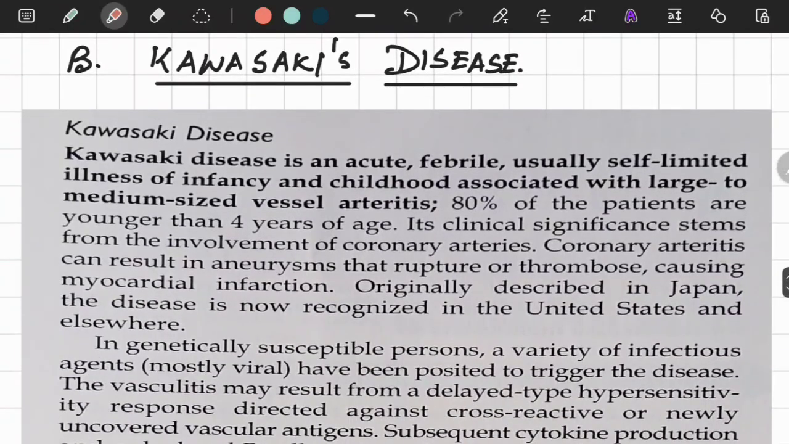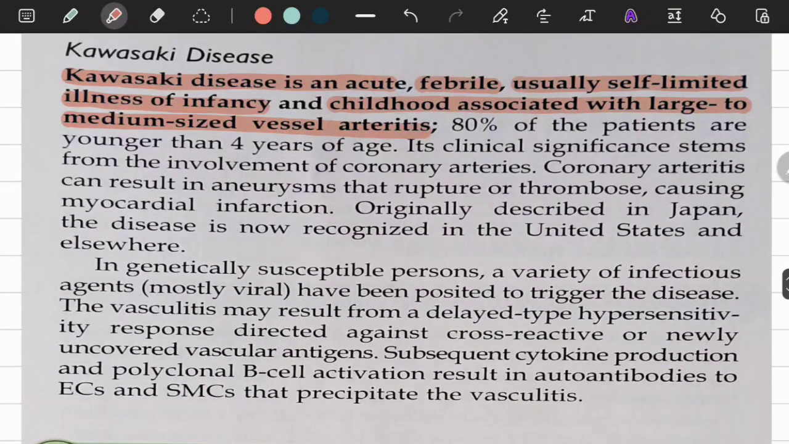Now let us talk about another very important medium-sized vessel vasculitis, that is Kawasaki's disease. Kawasaki's disease is an acute febrile, usually self-limited illness of infancy and childhood associated with large to medium-sized vessel arteritis. 80% of the patients are younger than 4 years of age. Its clinical manifestation stems from the involvement of coronary arteries. Coronary arteritis can result in aneurysms that rupture or thrombose, causing myocardial infarction.